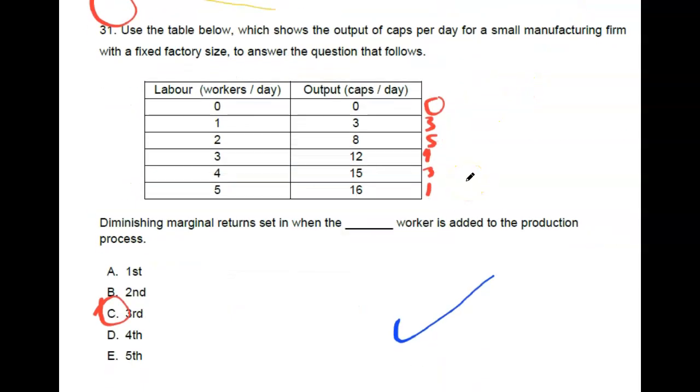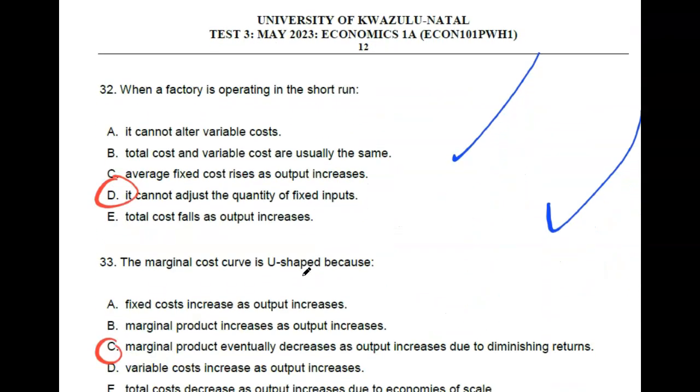Number 31, the diminishing marginal return sets in at when. Obviously you need to do the marginal product column. So this is the marginal product column. When I do it, you find the difference. 3 minus 0 is 3. Then you continue. This will always be 0, because if 2 are 0, then this will be 0. Now it increases 0, 3, 5, but now it's 4. So when does it decrease? When you add a third laborer, so the answer will be C.